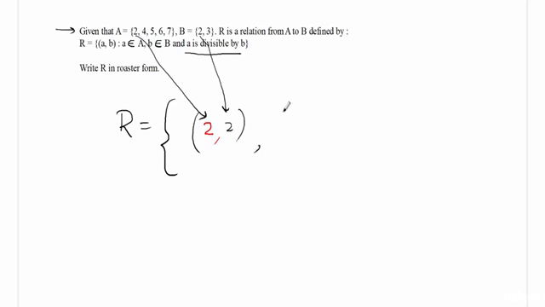Alright, second, we can see that 4 is also divisible by 2, so we can write 4,2, because 4 is the element of A and it is divisible by 2, which is the element of B. Similarly, we can see 5 is an element of A which is not divisible by any element of B, so we cannot choose that. 6, now if we see 6, we can see that 6 is divisible by 2 as well as by 3, so we can make 2 pairs here, 6,2 and 6,3.